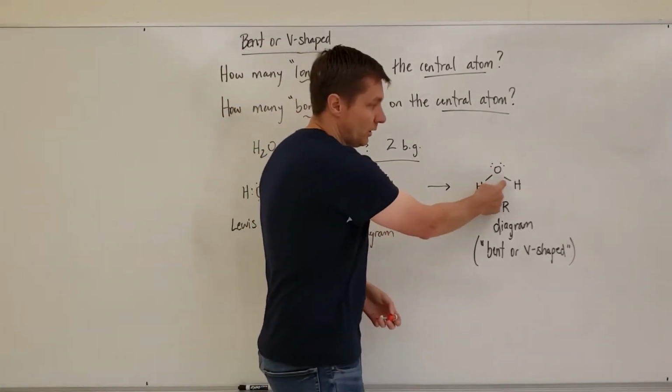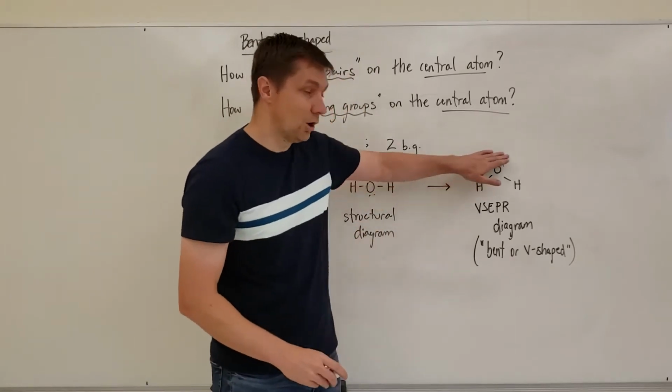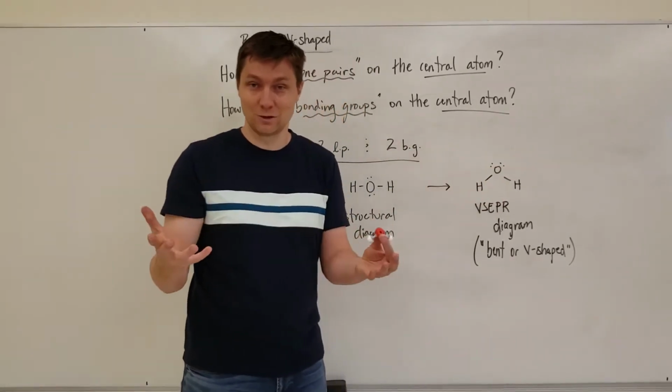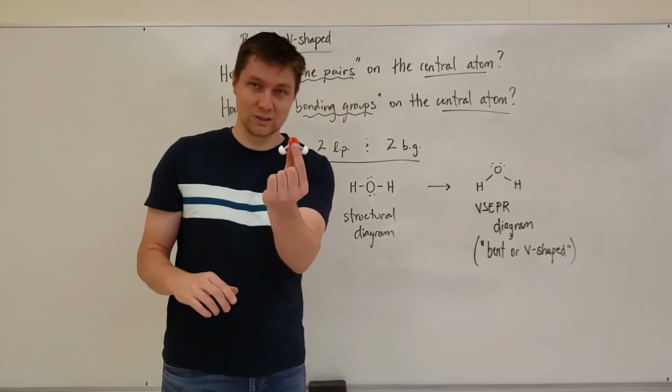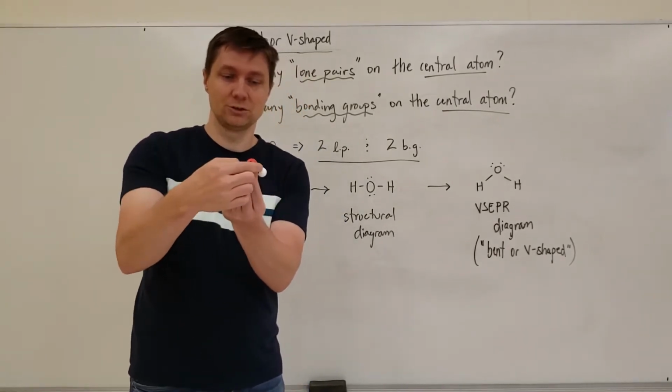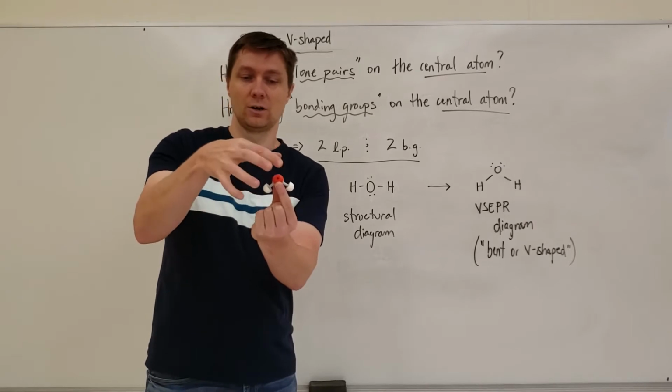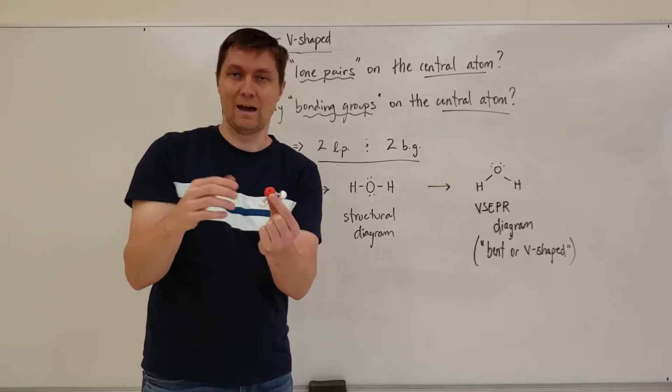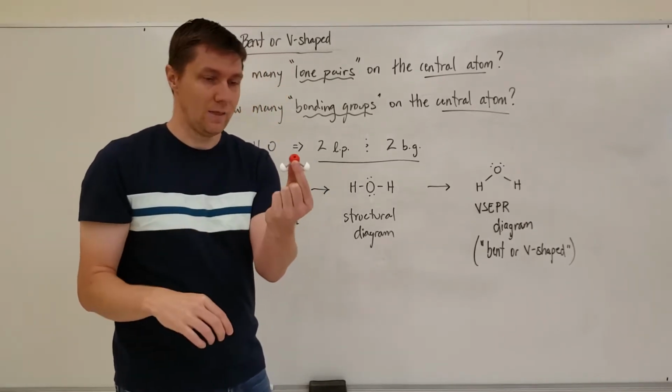Now, because these bonds are made out of electrons and these lone pairs are made out of electrons, these guys are going to repel each other. And so this is the configuration that they repel each other to, where these hydrogens are coming down and then these electrons are on the top half of the oxygen atom. And that's what it looks like.